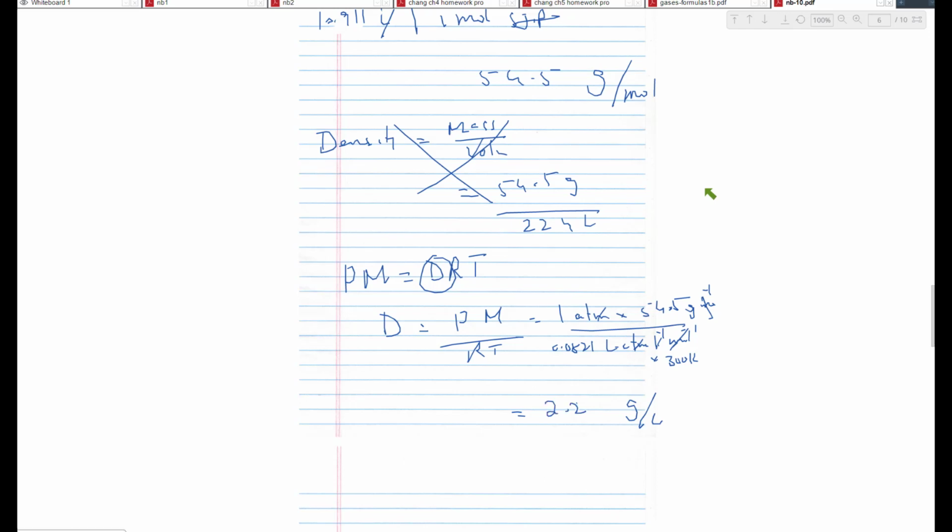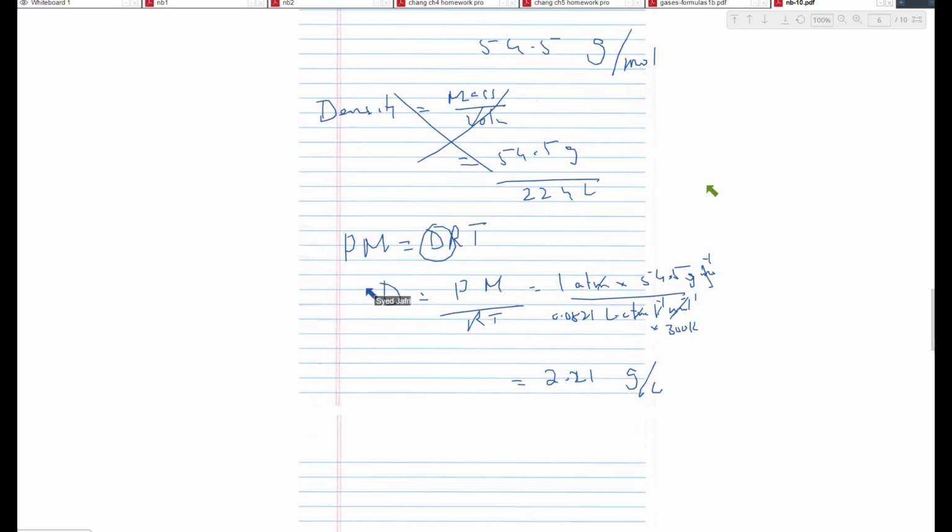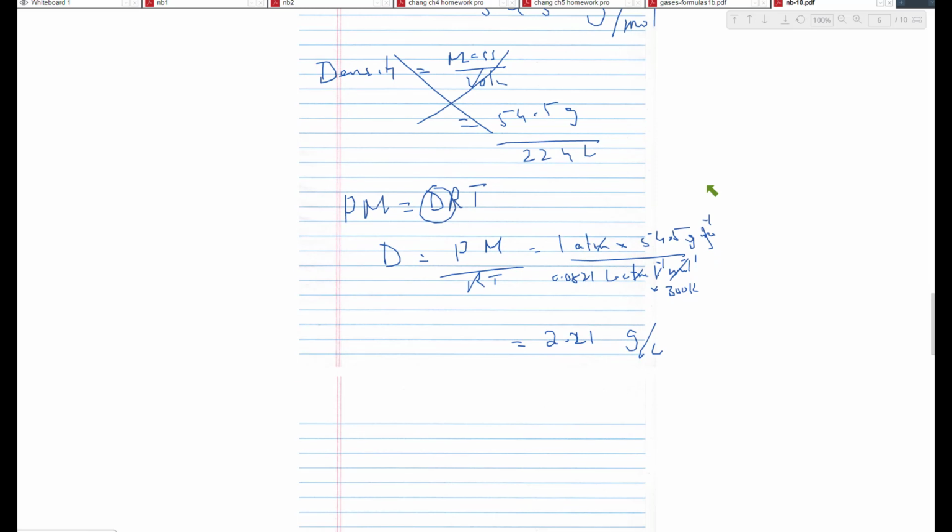Why did I skip the other one? Because they are not asking density at STP. If they ask density at STP, I can just take the molar mass and divide by 22.4 liter. But I see that they are not asking at STP. Yeah, that one was the most involved one. You have to practice this again. Why? Because we can use the formula if they are not giving the molar mass.